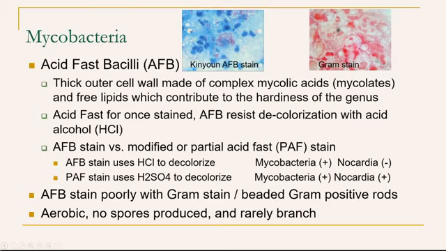If you look at the upper right-hand side, you can see that AFB stain very poorly with gram stain. They stain as beaded gram-positive rods, but it's so beaded it almost looks like it's debris. These organisms are aerobic, they do not produce spores, and they rarely branch.